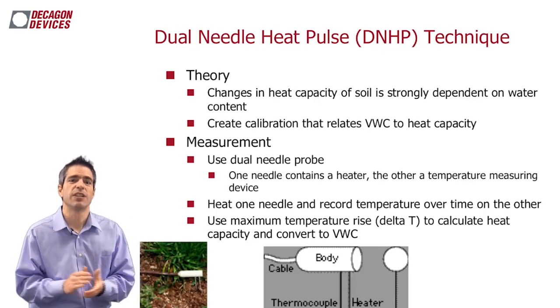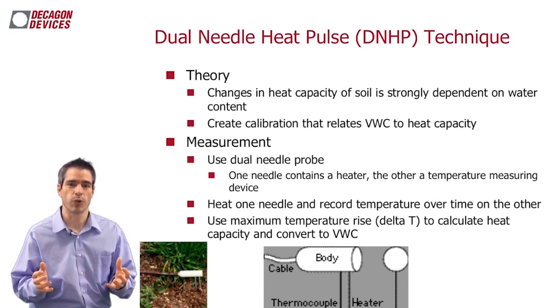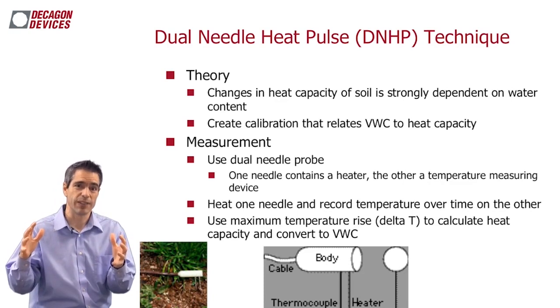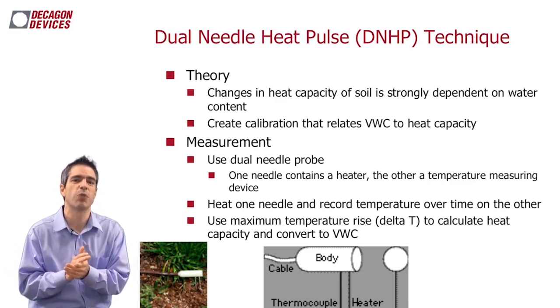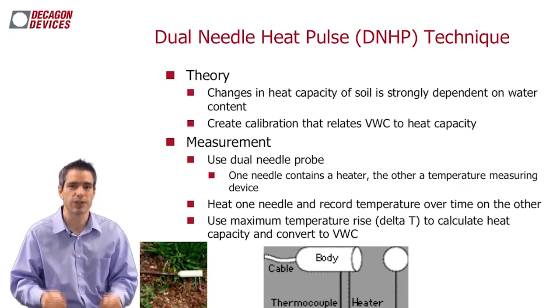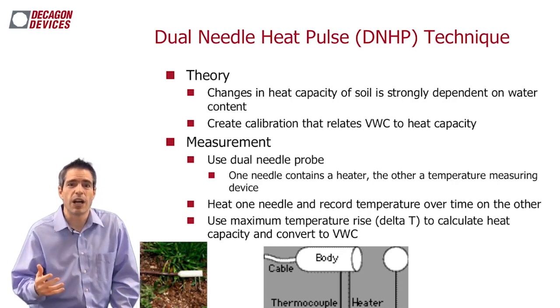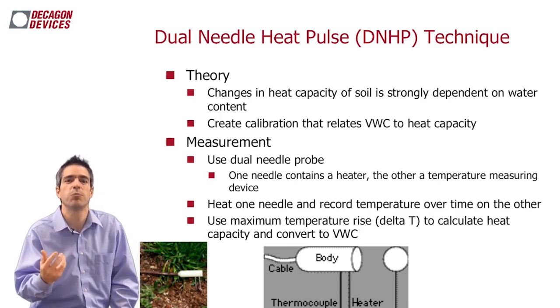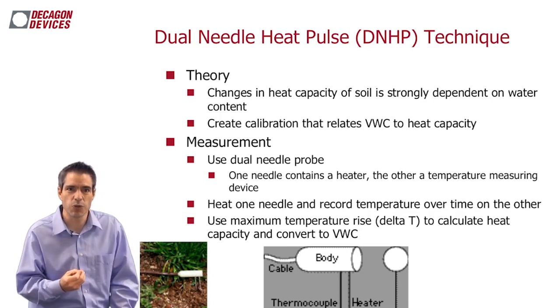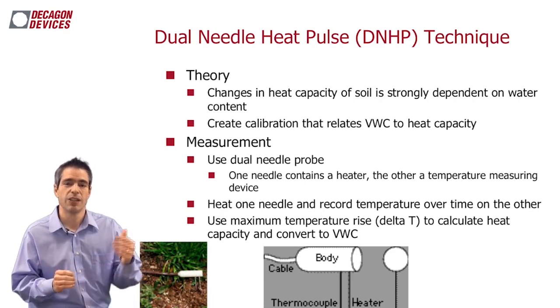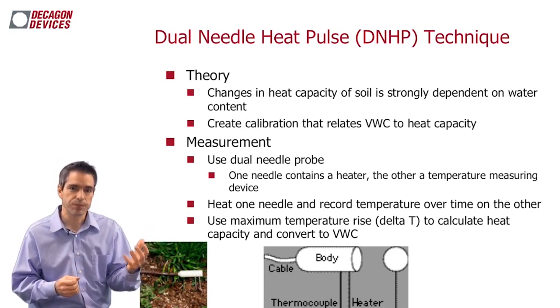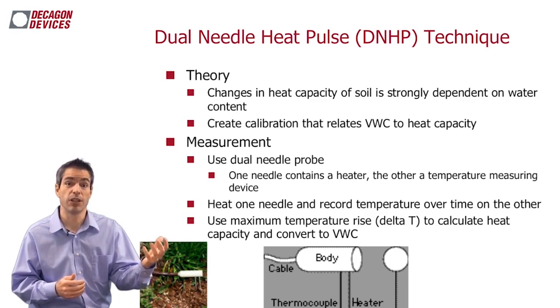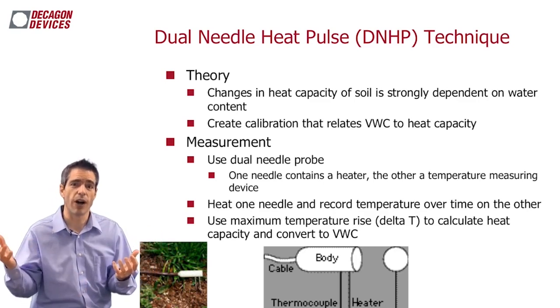Now, the next sensor we're going to talk about is the dual needle heat pulse probe. Now, we go from the largest volume of influence all the way down to the smallest volume of influence. And let me tell you about this sensor. The theory behind it is that changes in the heat capacity, or the heat storing ability, of the soil are strongly dependent on the water content. And that probably makes a lot of sense.